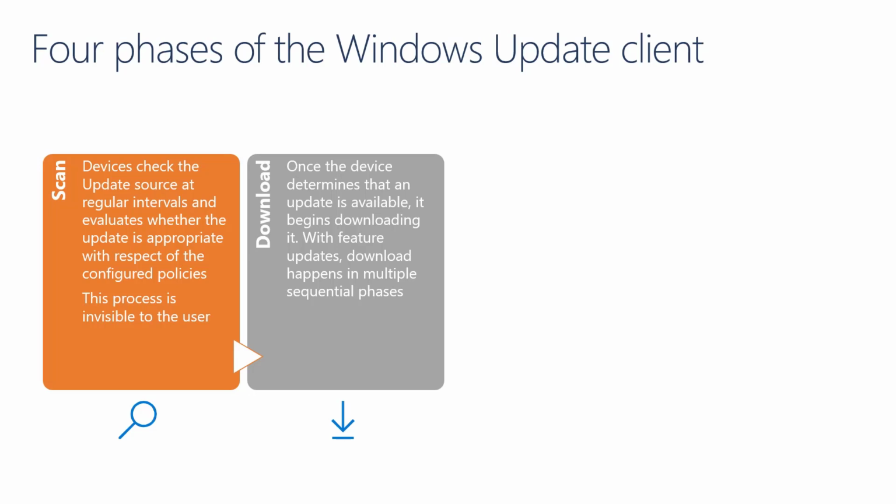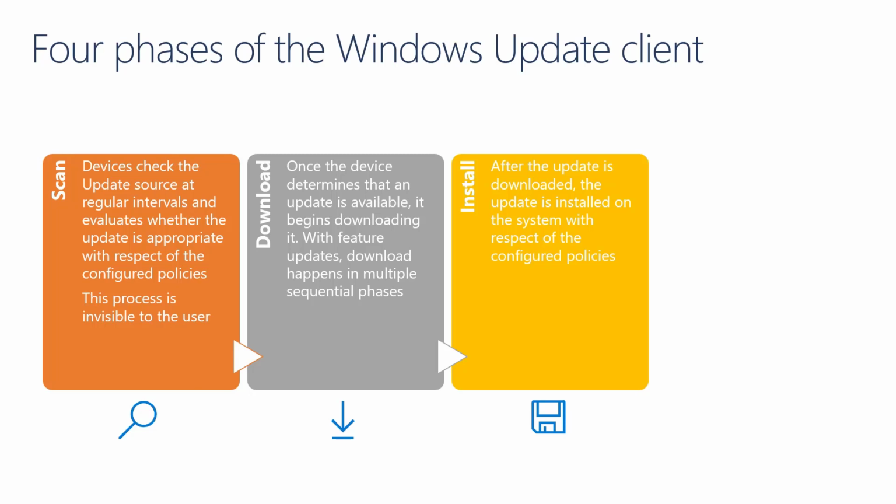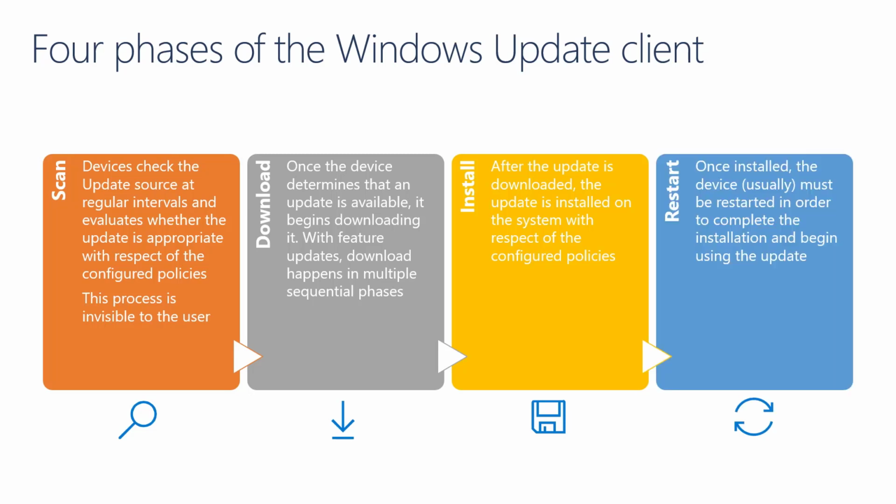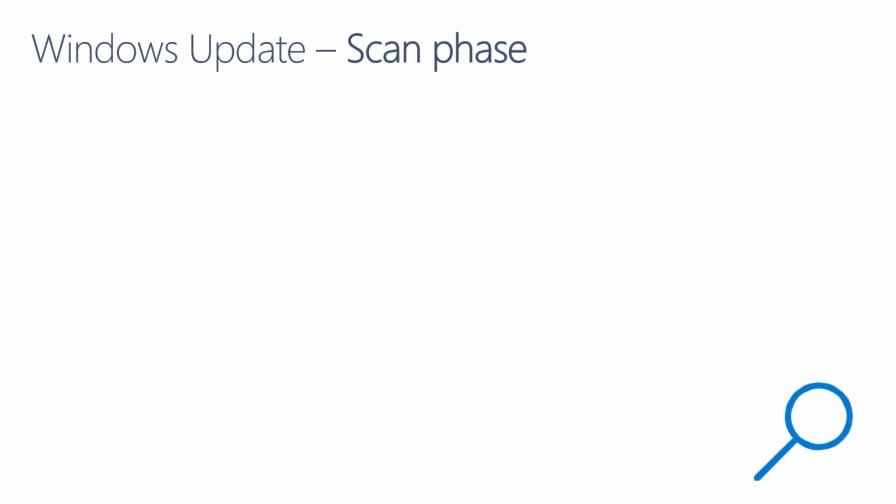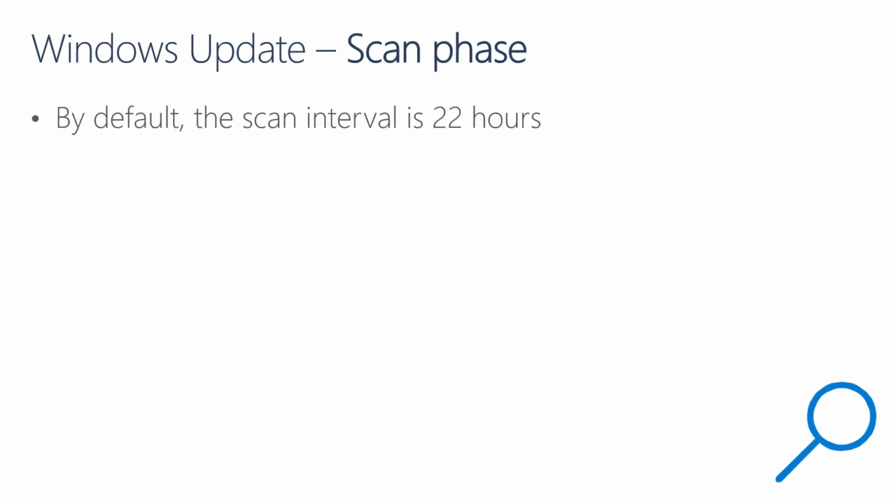Once the updates are downloaded and cached on the devices, the install phase will begin. Once the updates are installed, then the device may require a restart for these updates to take effect. All of these four phases can be controlled using the Windows Update ring policies. Now, let's look at each individual phase, starting with the scan phase.